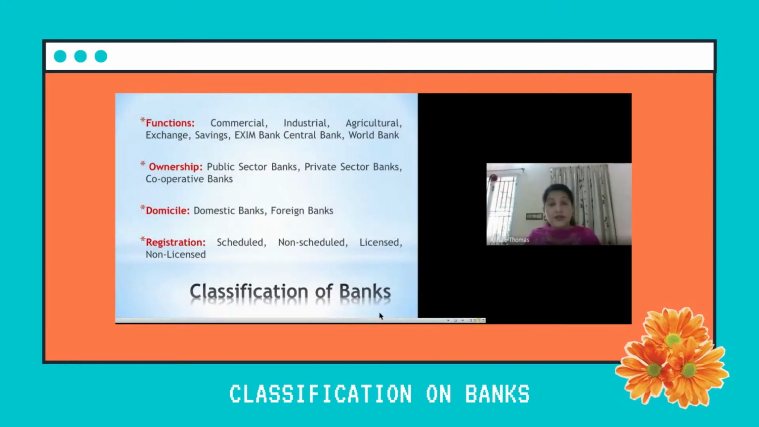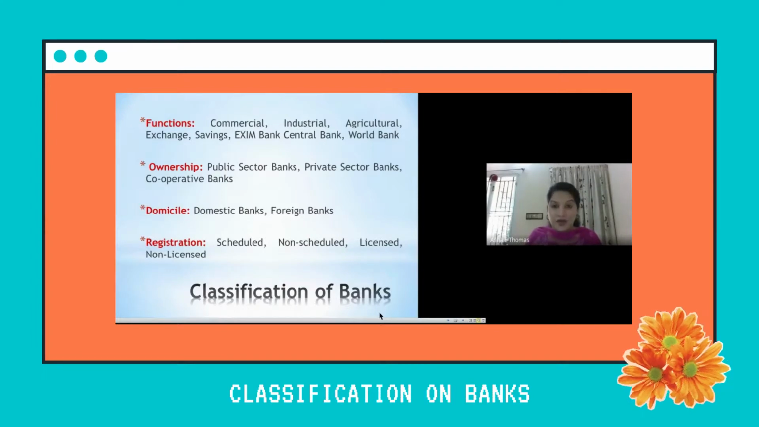Now, foreign banks are registered outside the country, but they have operations within our country. Banks which are registered outside India but have operations within our country are called foreign banks. So their head office would be in some other country, maybe in the United States, or maybe HSBC, which is a bank from Hong Kong. All these are examples of foreign banks.